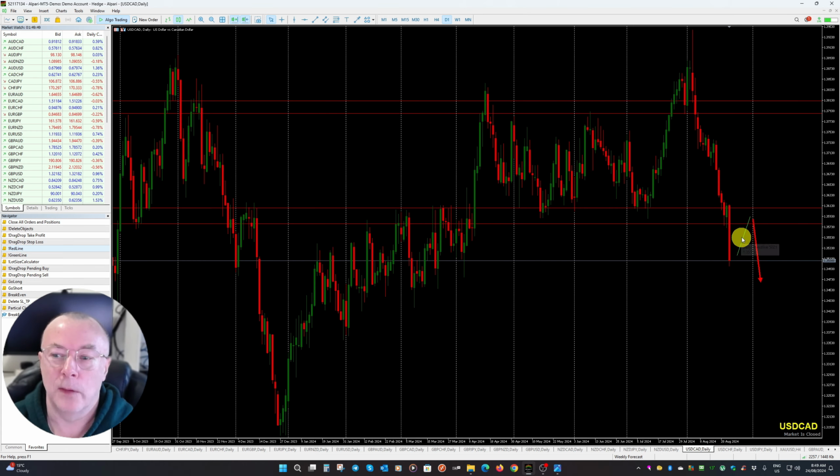Dollar CAD, looking at this one to come into this zone with a green candle and then close below with a red candle. If that's the case, we will take that one short.